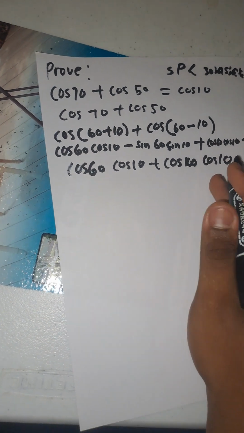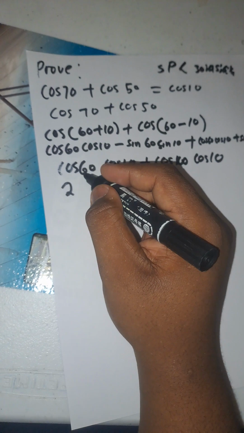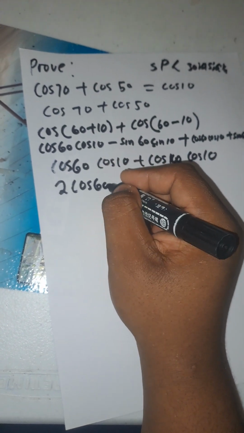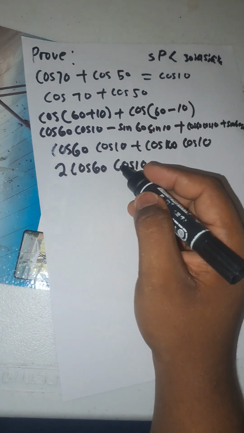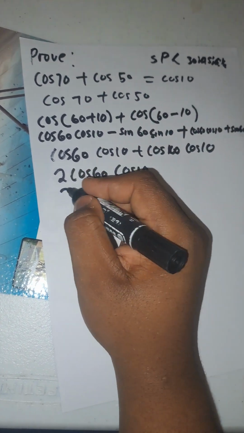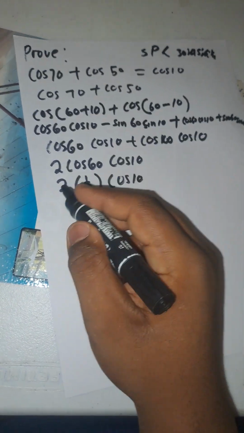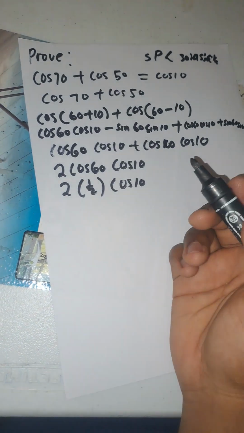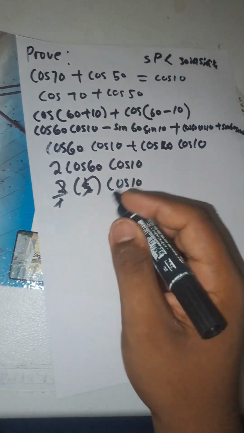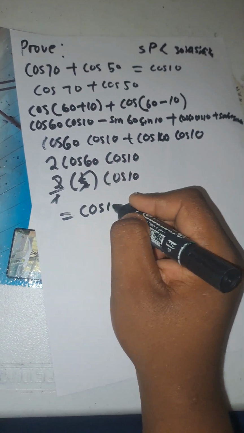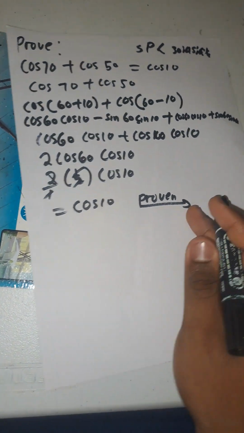And then what am I left with? This and this is 2, so it's going to be 2 cos 60 cos 10. And then I can simplify it. Cos 60 is half, so it's 2 times 1 over 2 cos 10. 2 times half is just 1, because it's the same as 2 over 1, then it's cos 10. Proven. You're done. You see?